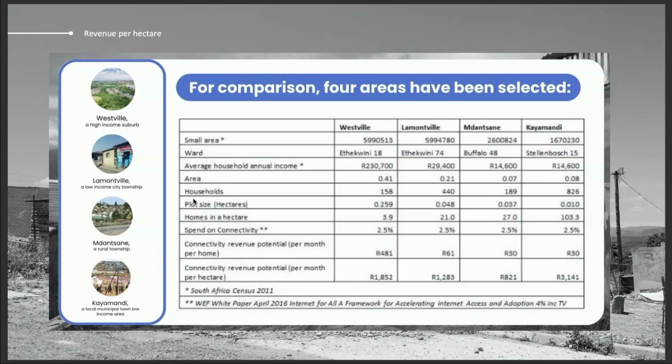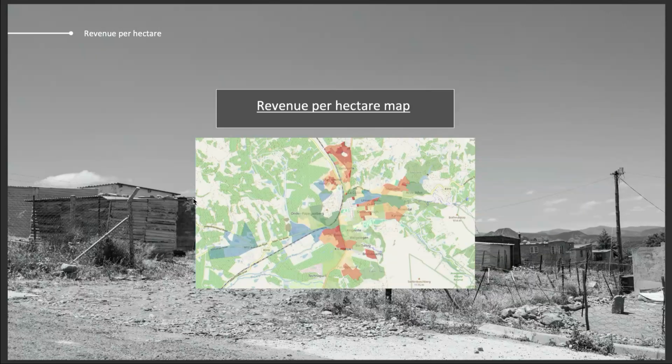Umdansani's a lot lower, a little bit more spread out there for the density of homes. But look at this, Kayamandi turns out double the potential of Westville on a revenue per hectare. Now, I know your capital deployment is potentially per home, but at the end of the day, fiber is also about density. And when the houses are dense enough together, fiber will really work. And we've actually got two businesses at least, and there's actually a lot more, but two I closely know about, that are making a real success out of this.